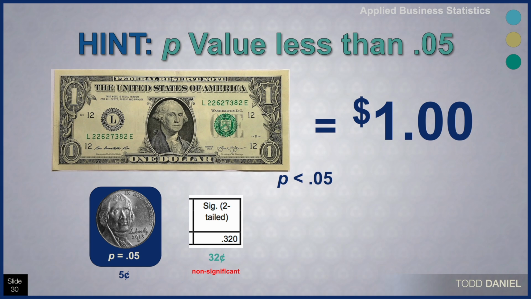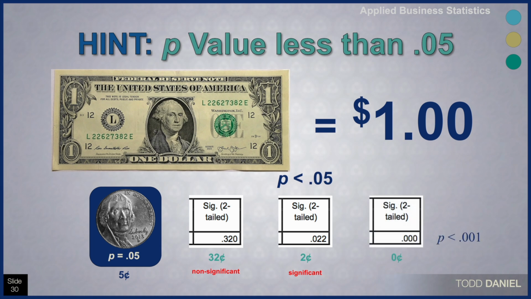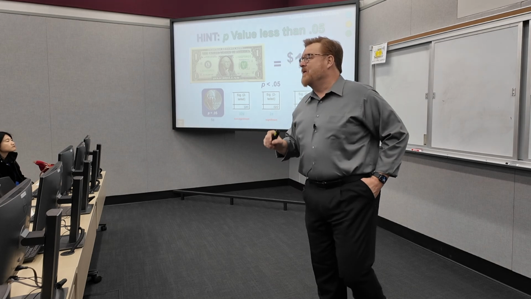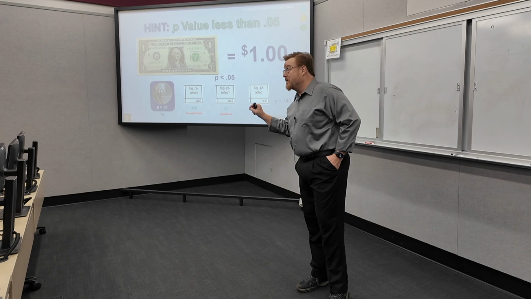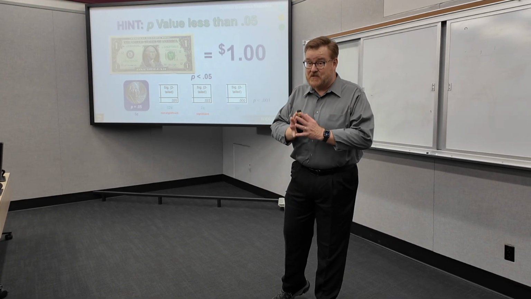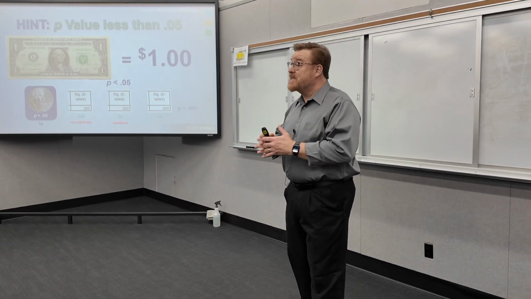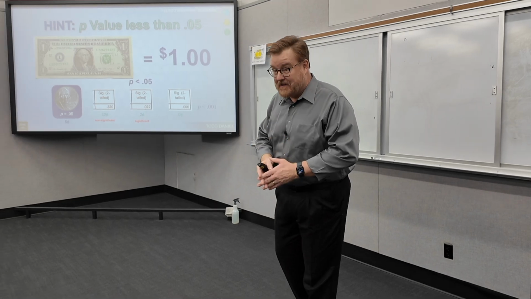Not significant. When you get a value like 0.022, move the decimal, convert it to dollars and cents, 2 cents. Is that less than a nickel? Yes, it is. Sometimes, depending on the software that you're using, you may get a significance value of 0.000. That looks like a probability of 0, but it's not. It's just a really small probability, and there's a difference between vanishingly small probabilities and a true probability of 0. So you would never write p equals 0. You would write p less than 0.001.